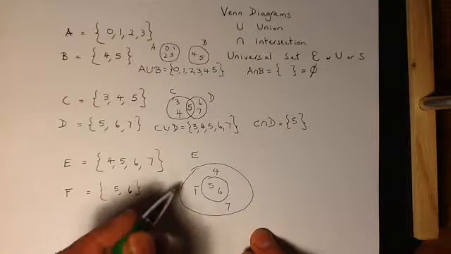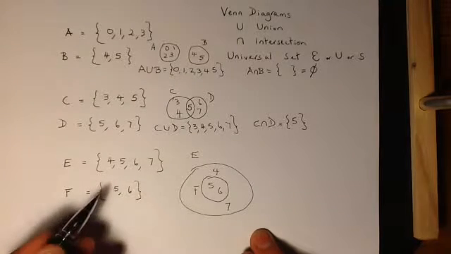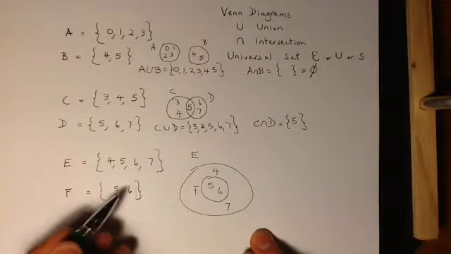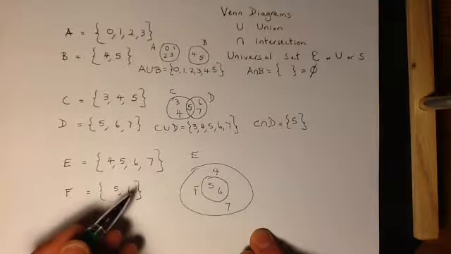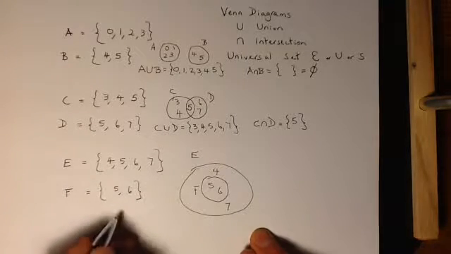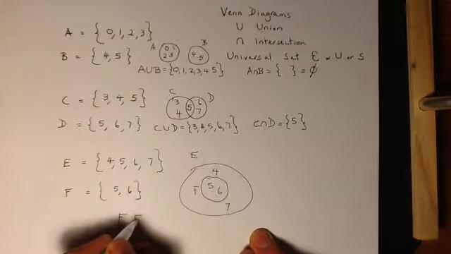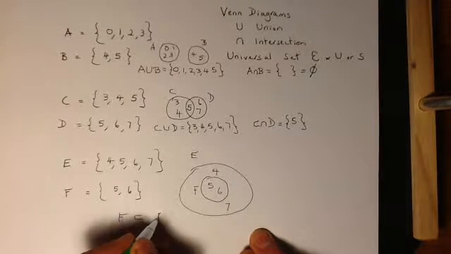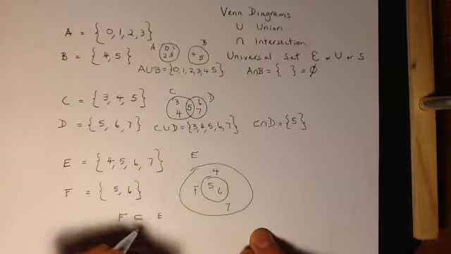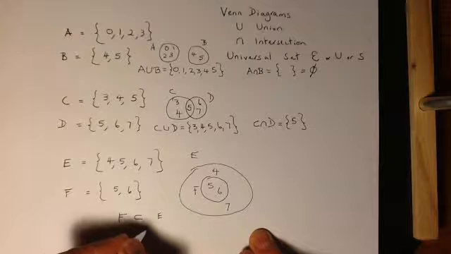So when we have a situation like this, where everything in F is part of E, we say that F is a subset of E. And there's our symbol for subset. Subset.